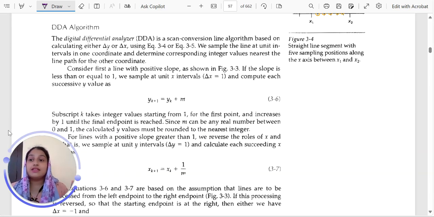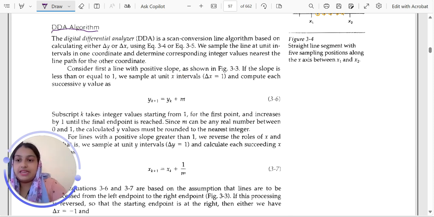So this is Computer Graphics and Image Processing Module 1 Part 9. In the previous video we started the introduction of line drawing algorithms, and in this video we will be looking at the DDA algorithm, that is the Digital Differential Analyzer algorithm.